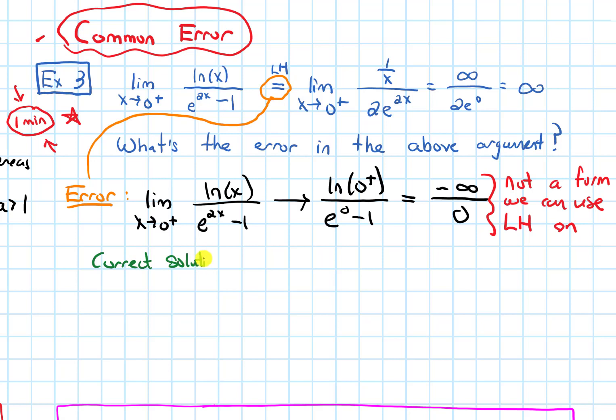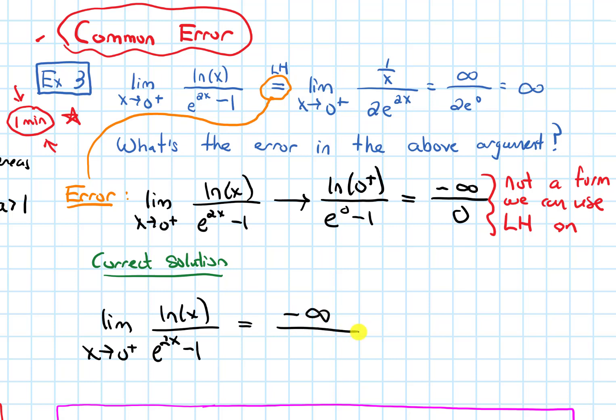So what is the correct solution? So we had the limit as x approaches 0 from the right of ln of x over e to the 2x minus 1. But now we know what we're supposed to get when we plug in. When we plug in, we actually have negative infinity over, and now I'm going to be more careful in the denominator, because initially we wrote 0. Let me be more careful. And let me also write e to the 0 with a little plus, minus 1. So this is going to be negative infinity over.